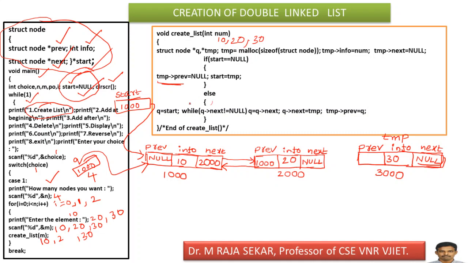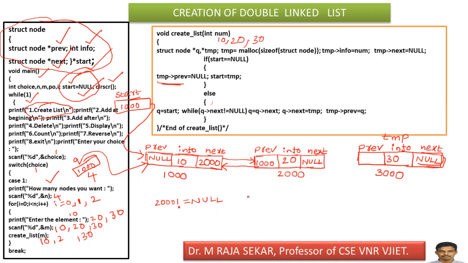Now where will I go? Else. Q equal to start. What is my start? 1000. Q will point here. While Q arrow next. Q arrow next means what? 1000 next. 1000 next is 2000. Therefore 2000 not equal to null. Is it true? Yes, it's true. 2000 next. What is Q? Q means 1000. 1000 next is 2000. 2000 not equal to null. It's true. In its while loop body, there is only one statement.